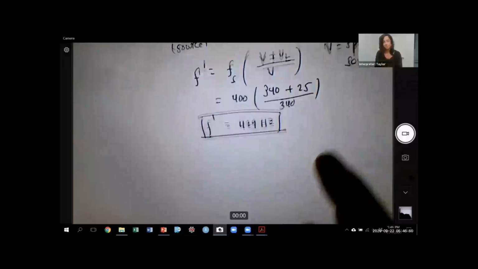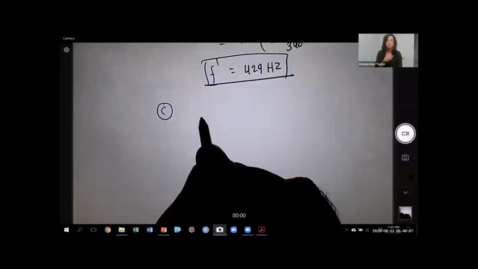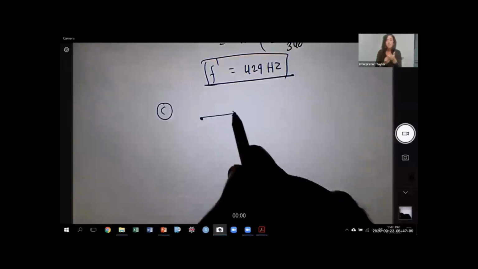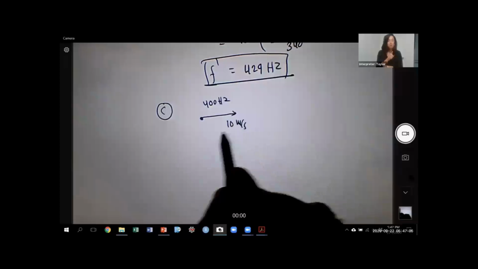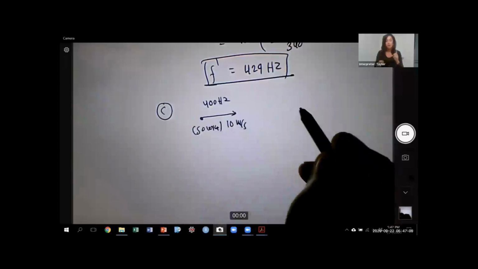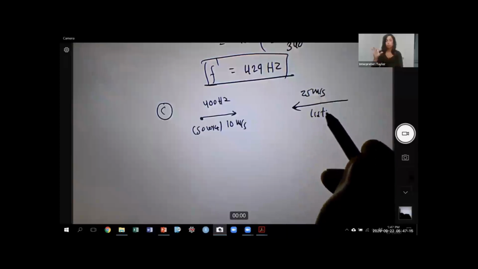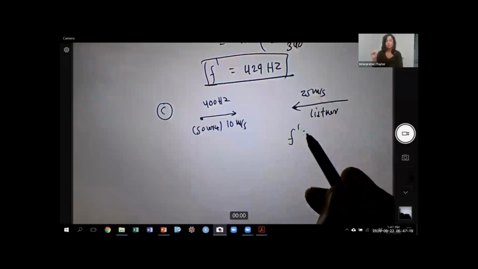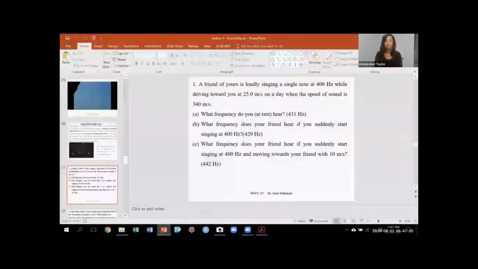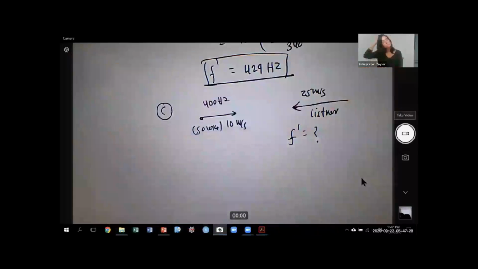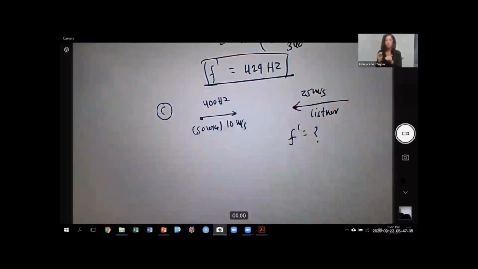That's simple. And now the next scenario, part C, is like this. Now both are moving. You are still singing at 400 hertz, but you are now moving towards your friend at 10 meters per second. You are still the source. Your friend is approaching you at 25 meters per second, still the listener. Now what frequency does your friend hear? Now you have relative motion, both moving towards each other.